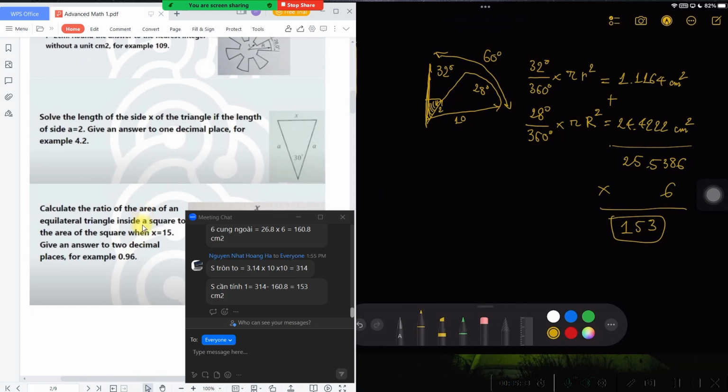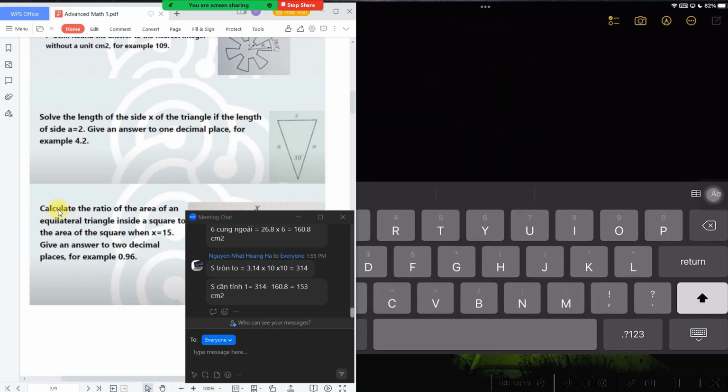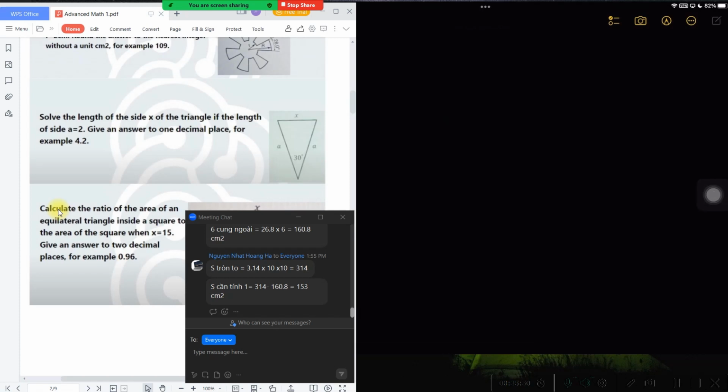Okay, you have to solve the length of the side x of the triangle if the length of side A is 2. Apply Heron's formula and you get it right away. Yeah, you said you have to apply this and that, but what if people don't understand it, don't have the formula? We always have to think of other ways instead of just applying a formula. You have to find other ways to solve it. This is math, you know. How to find x.